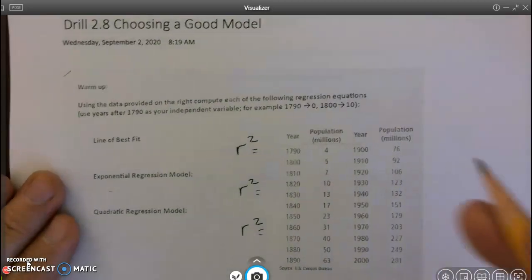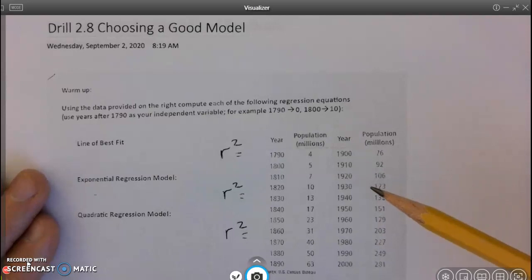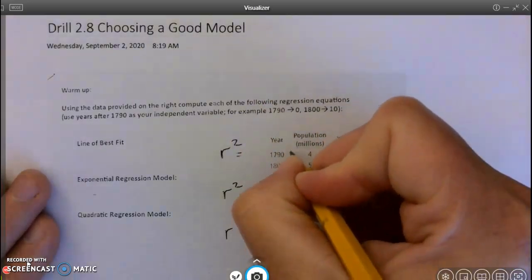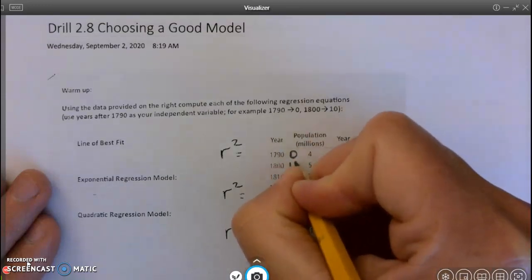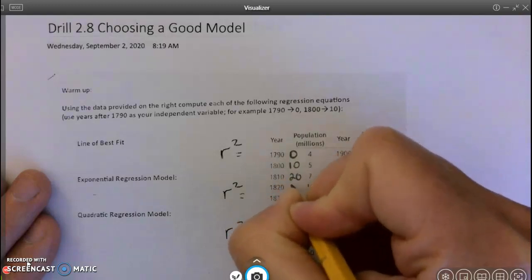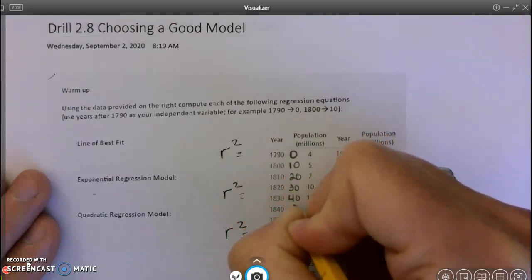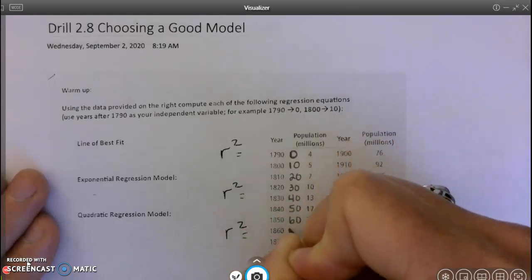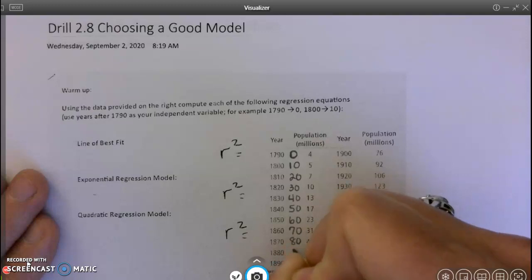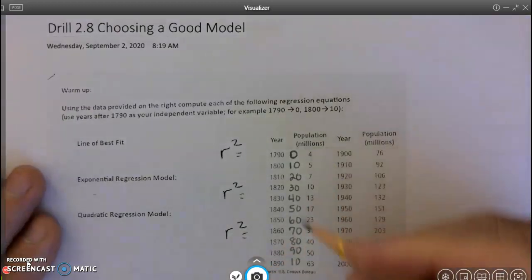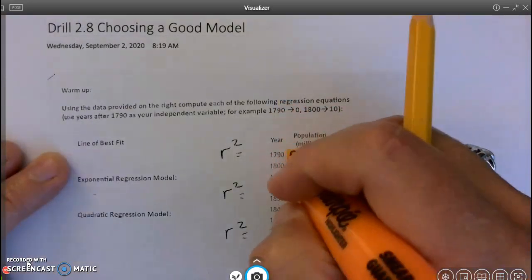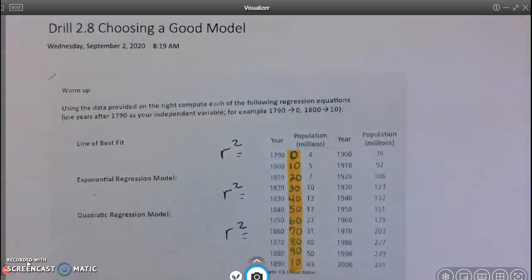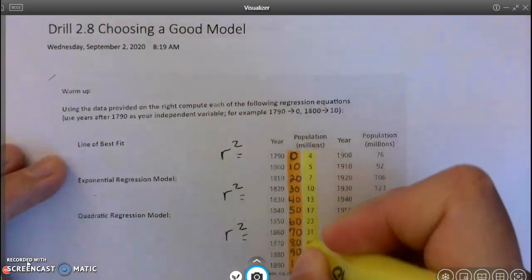So the first thing I'm going to do, to make sure that when I go to enter this data into my calculator, is that 1790 I'm going to put in as 0 because that's my starting place. 1800 would be 10, 1810 would be 20, and I want to go through and write these in because otherwise I will end up making a mistake and entering the wrong data, which I don't want to do. All right, so that's my first column, and just to remind myself, I'm going to highlight these values because these are the values that I want to put into my L1 column. And these values here, the population in millions, that's going to be what goes into my L2 column.